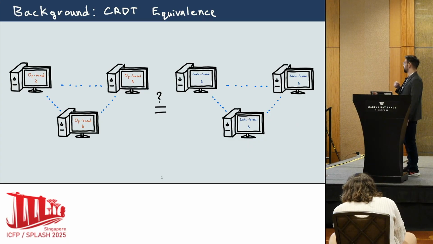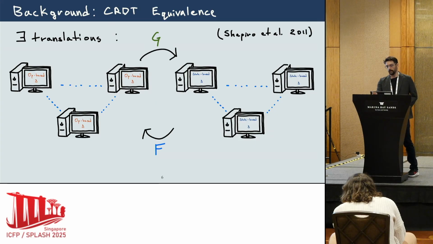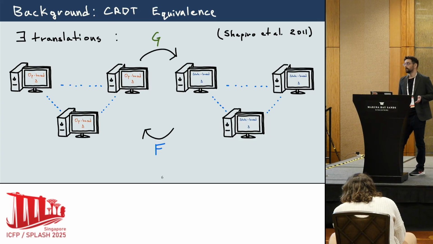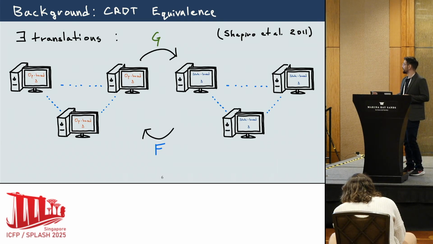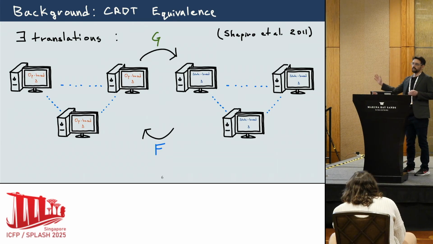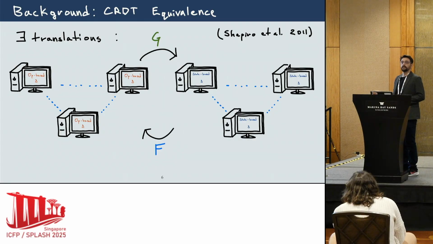So we thought, okay, in what sense are these CRDTs actually equivalent? We know from prior work, Shapiro et al. in 2011, that there are translations to transform an op-based CRDT into a state-based CRDT, and then a state-based CRDT into an op-based CRDT. Of note is that these translations are not inverses. So if you go from the left side to the right side and then back to the left, you don't get back the same CRDT. It's actually something different.